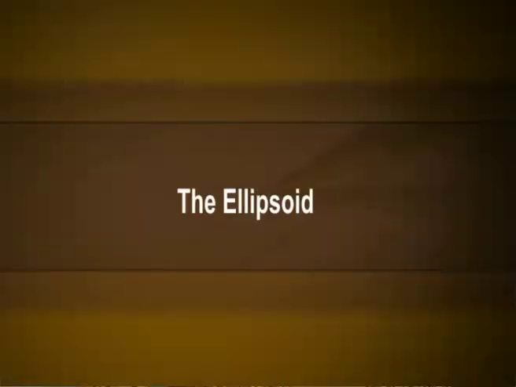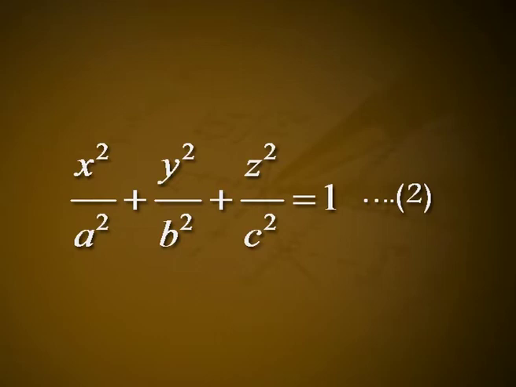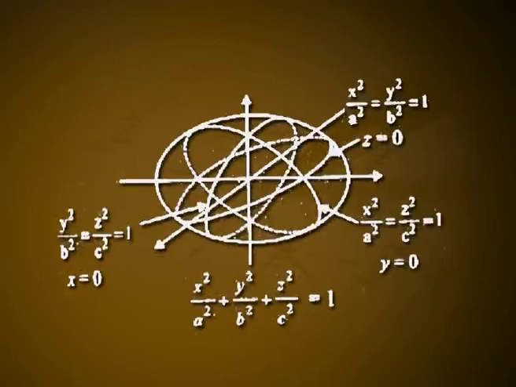The ellipsoid. The locus of the equation x square by a square plus y square by b square plus z square by c square is equal to 1, equation number 2, is called an ellipsoid. See figure 1. The center.